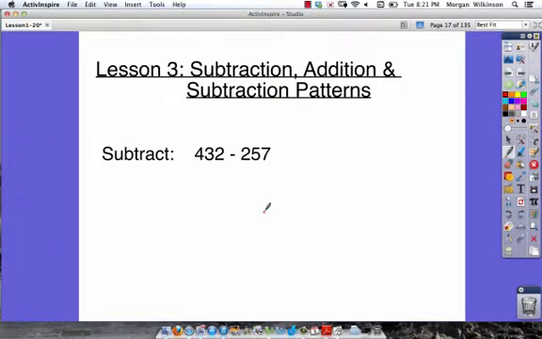Lesson 3 is all about subtraction. We're also going to be working with addition and subtraction patterns. Now our first problem, we have to subtract 432 minus 257. So we're taking away 257 from 432. In order to subtract, we want to set these problems up. So we're working vertically. So we're going to say 432 minus 257.